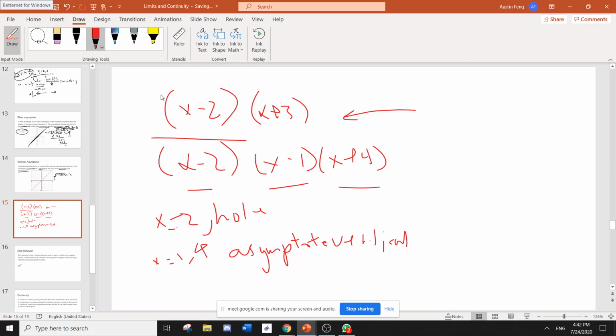And also let's account for horizontal asymptotes. We see that the degree is bigger on the bottom, and from what we learned before, if the degree is bigger on the bottom, then the horizontal asymptote will be y equal to 0. Horizontal.